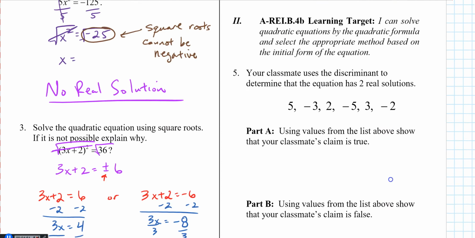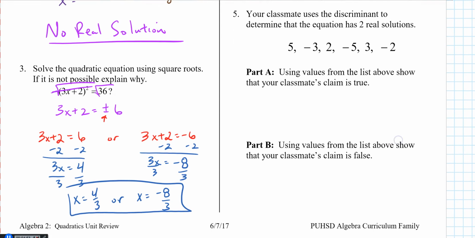Alright, moving on, number 5. So, your classmate uses the discriminant to determine that the equation has two real solutions. And then you're given a set of numbers, 5, -3, 2, -5, 3, and -2. And part A says use those values to show that your classmate's claim is true. So if it's true, we want two solutions.